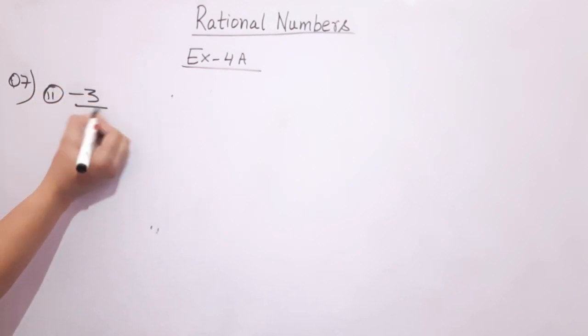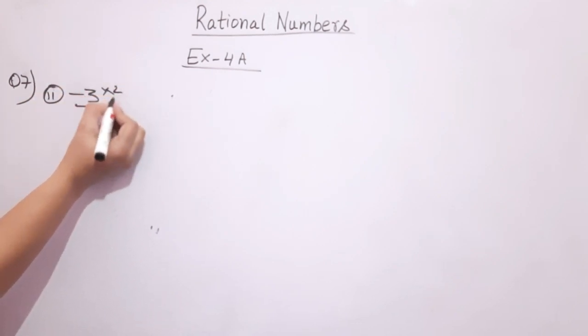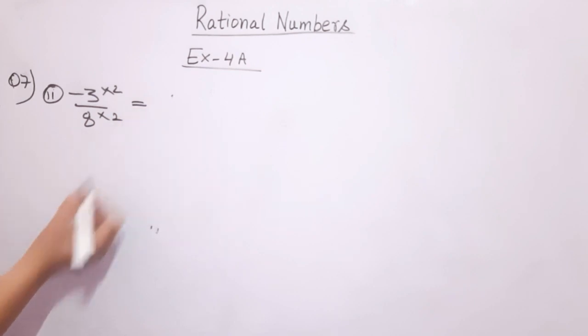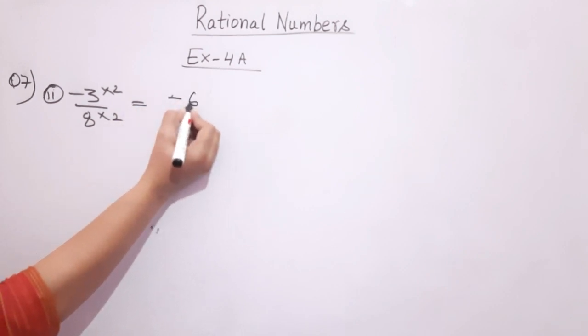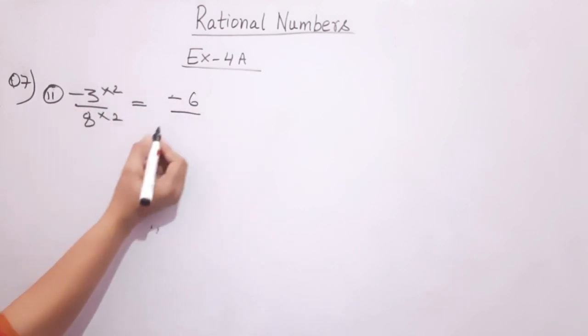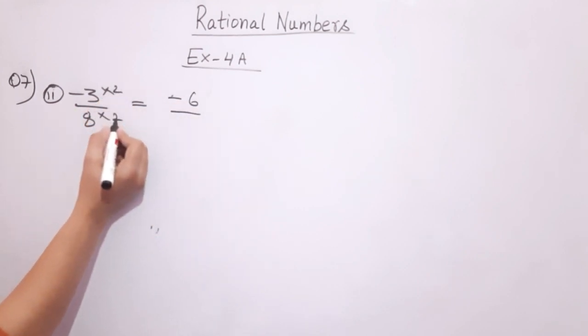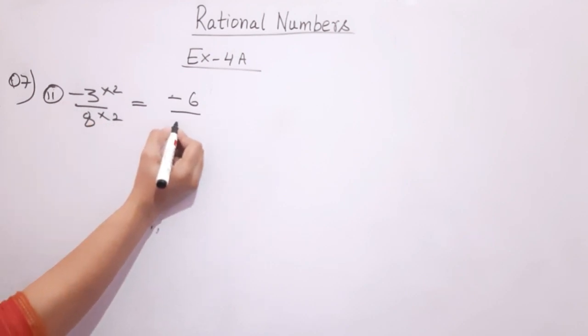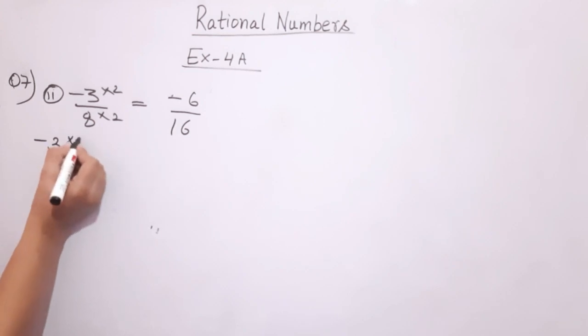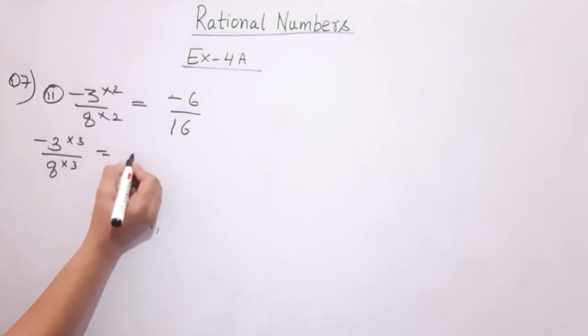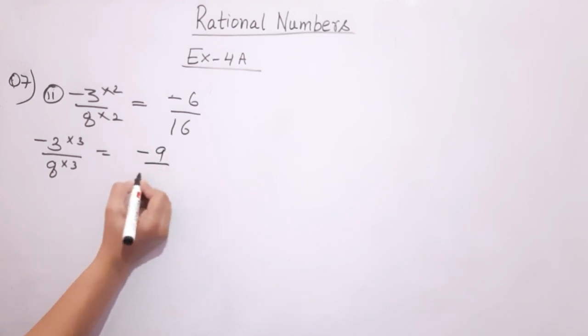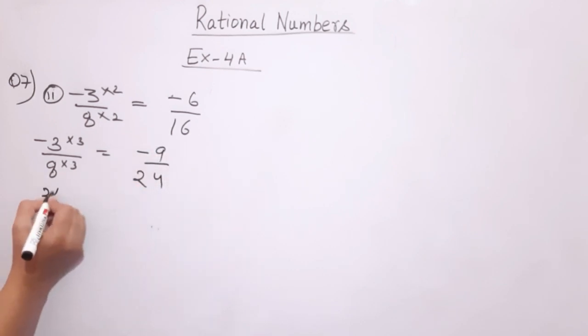So minus 3 upon 8. Firstly, you are going to multiply the numerator and denominator by the same number. I have already told you about the properties of rational numbers, and in that I explained that if you multiply the numerator and denominator of a rational number by the same number, then the value of the rational number does not get affected. उसकी वैल्यू पे इफेक्ट नहीं पड़ता. So we are multiplying the numerator and denominator by the same number. So this is how we have to proceed.